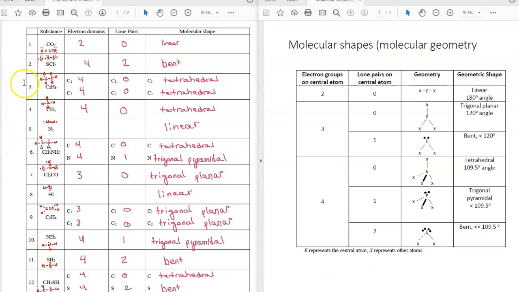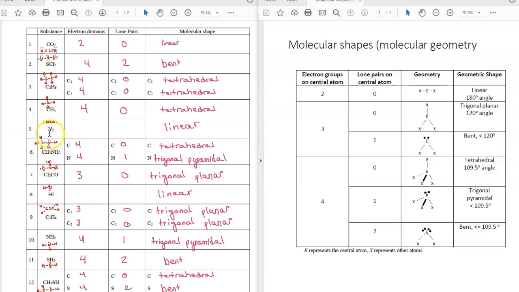3 and 4 are both hydrocarbons. The nice thing about hydrocarbons is that there aren't lone pairs. So for each carbon there are 4 bonds, which equals 4 electron domains. These are tetrahedral.